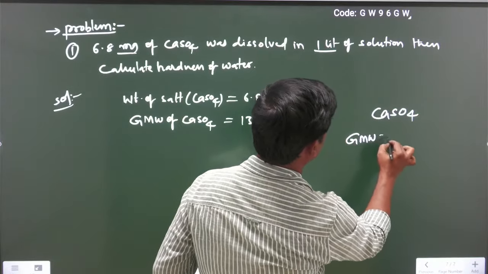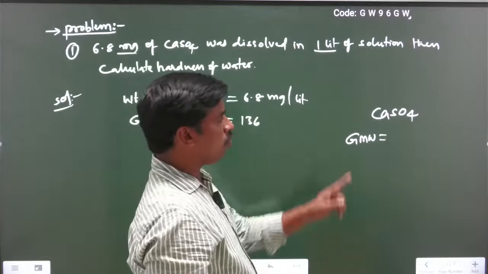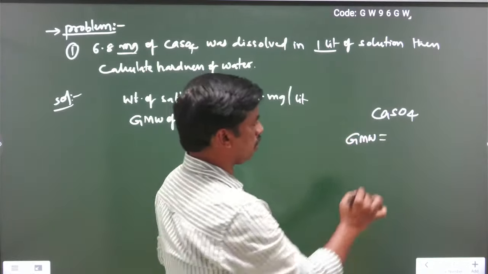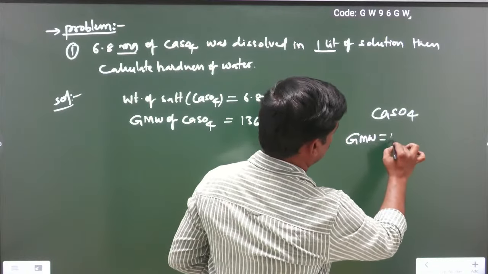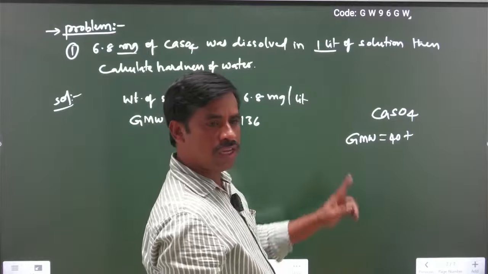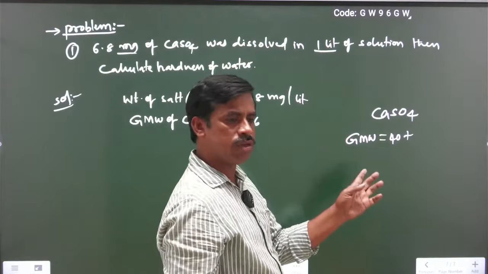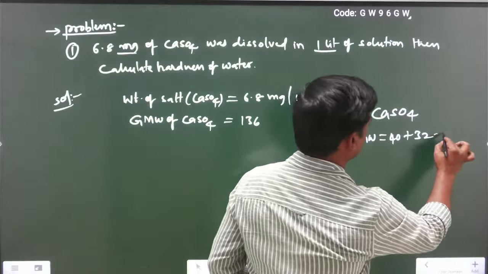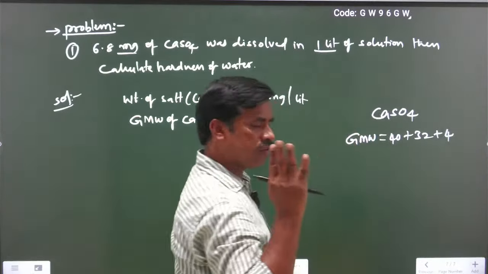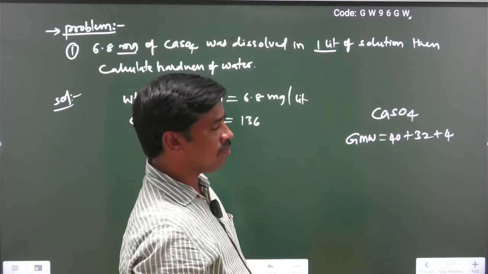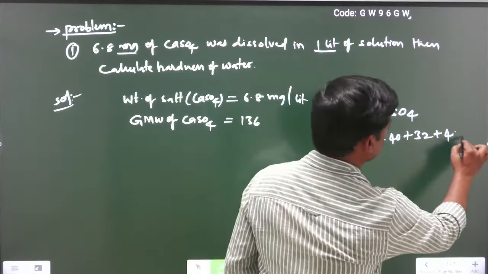How many calciums are there? Only one calcium. Calcium atomic number 20, atomic mass 40. One calcium means 40 you can write. Sulfur, how many exist? Only one. Sulfur atomic number 16 and atomic mass 32. Plus how many oxygens are repeated? 4 oxygens are repeated. Oxygen atomic mass is 16, 4 into 16.